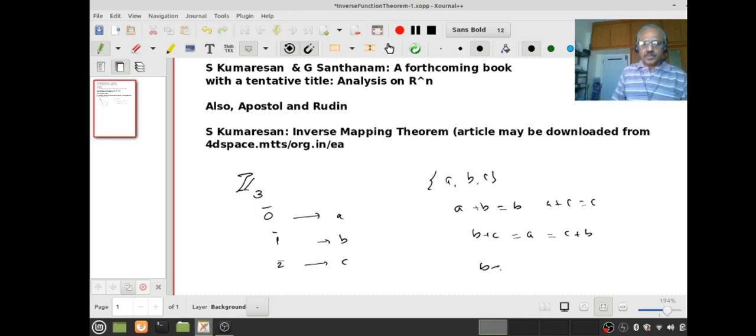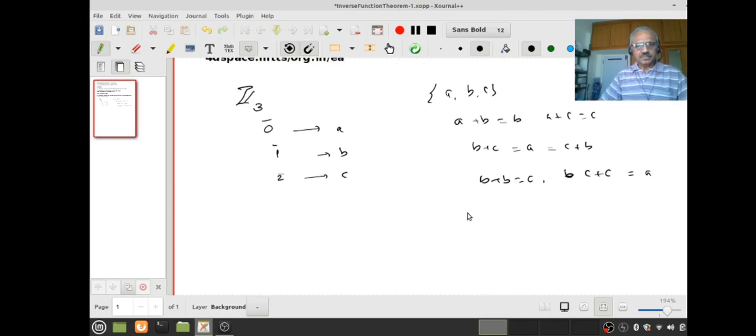And what will be B plus B? B plus B will be C, whereas C plus C, that is 2 plus 2, will be A. You understand that? So I can also define on A, B, C this kind of binary operation. I might have left out a few things, but they are one and the same. That's where you look at the isomorphism concept in groups.